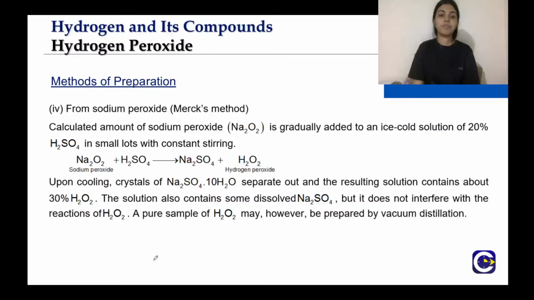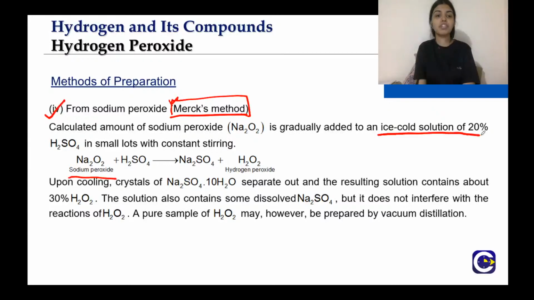Now from sodium peroxide, how can it be prepared? This is known as Merck's method. What happens here is that we add sodium peroxide to an ice cold solution of 20% H2SO4. That means the reaction conditions are cool, right? As we have taken the ice cold solution of 20% H2SO4, with constant stirring we add sodium peroxide, that will give you hydrogen peroxide, right? So upon cooling, Na2SO4 and H2O2 are obtained, right?